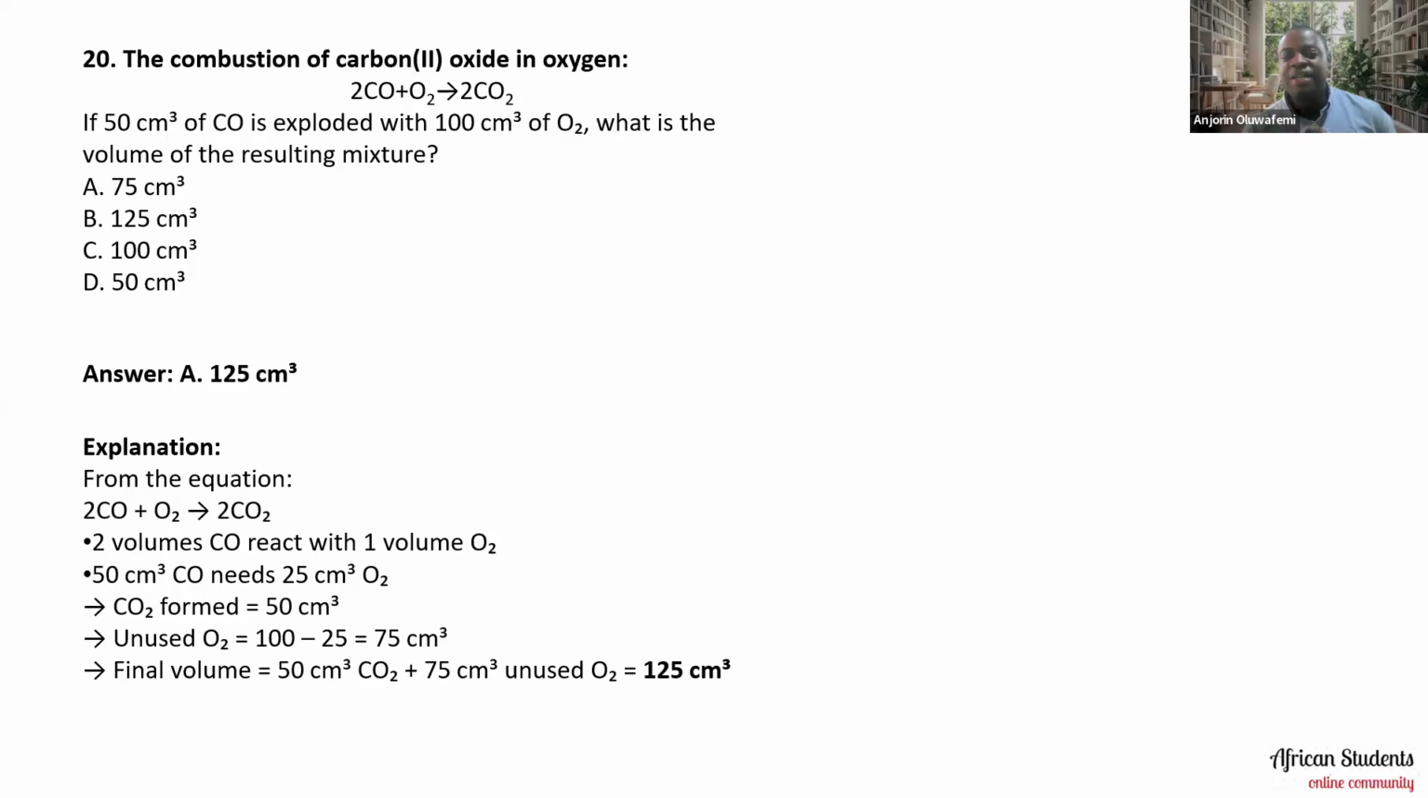Therefore, the final volume will be equal to what? 50 cm³ of CO2 plus 75 cm³ of unused oxygen. When we add it together, we'll end up having what? 125 cm³. So that is how we arrived at that particular answer. So let's take note of that.